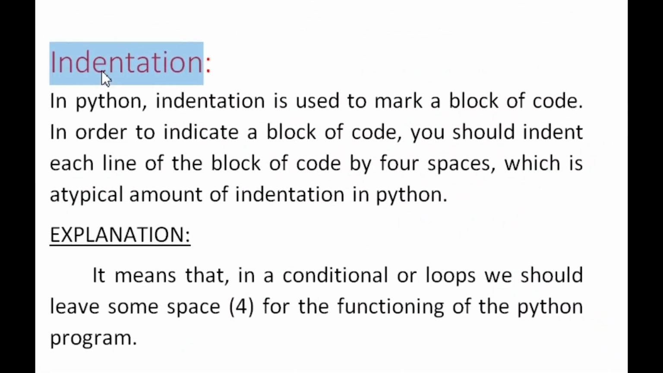Now we will see about the indentation block. In Python, indentation is used to mark a block of code. In order to indicate a block of code, you should indent each line of the block by 4 spaces, which is a typical amount of indentation in Python. It means that in conditionals or loops, we should leave a space of 4 for the proper functioning of the Python program. Now we will see an example of an indentation error.